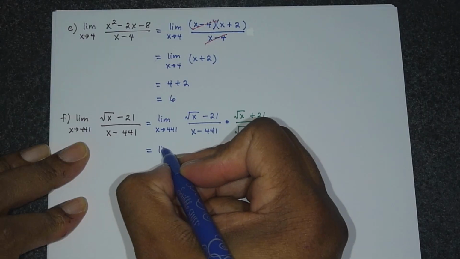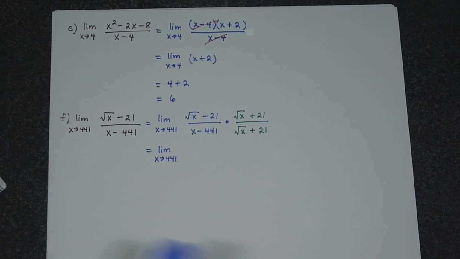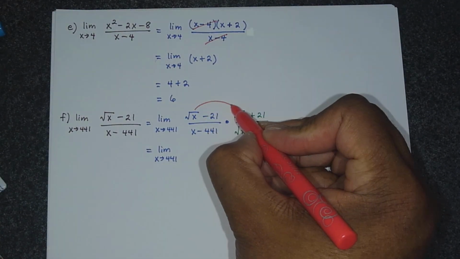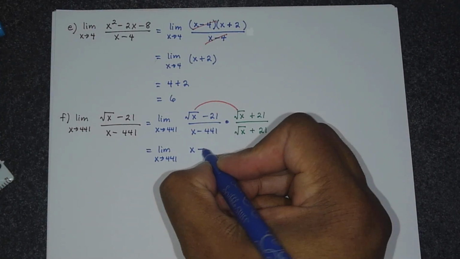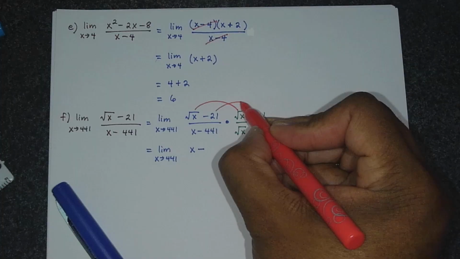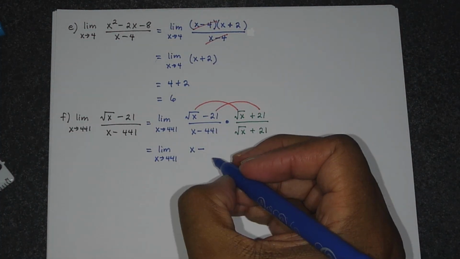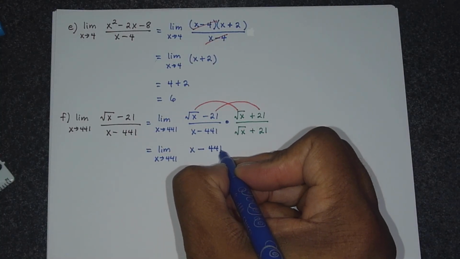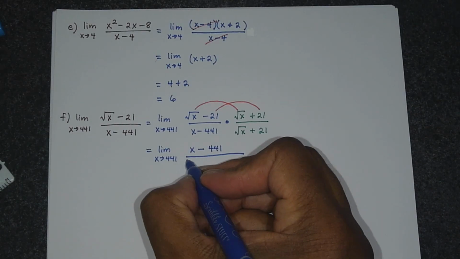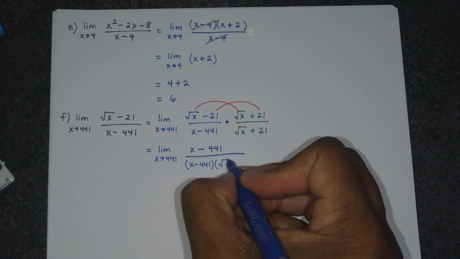So here we're going to have the limit as x approaches 441. We bring that down. That numerator, you always square the first term minus the square of the second term. So if I take the square root of x and we square it, it will be what? Just x, minus the square of 21. That's going to be what? 21 squared, 441. Then that's going to be divided by x minus 441 times the square root of x plus 21.